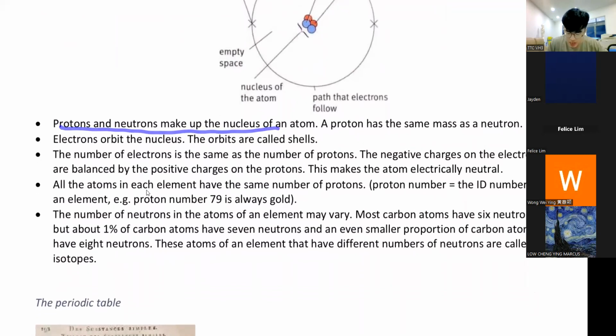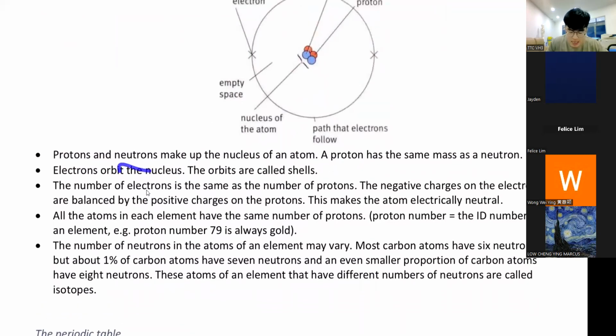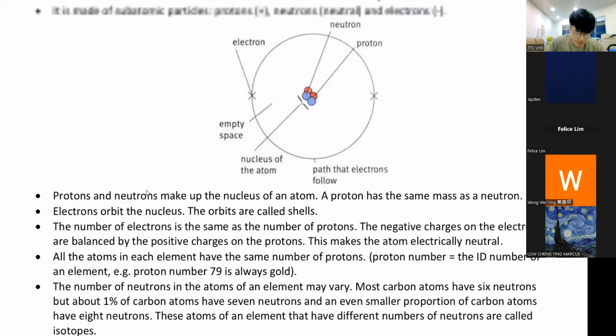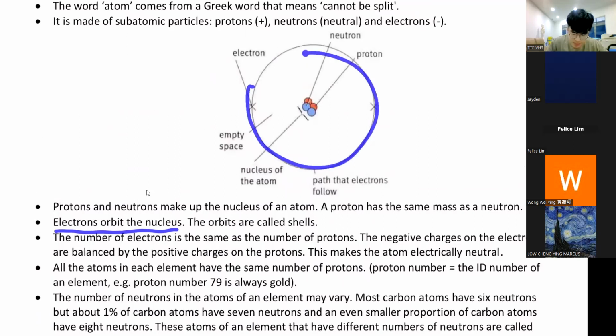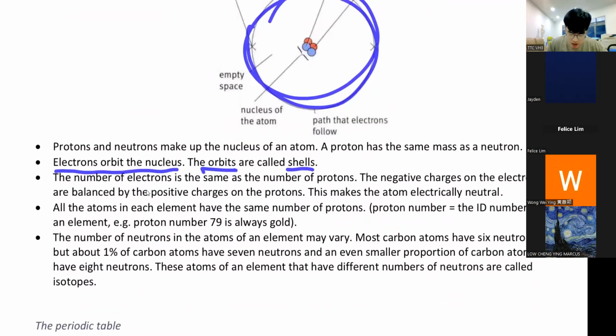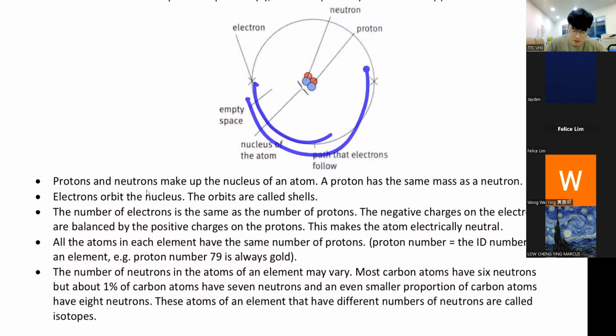I mentioned this already. Proton has the same mass as neutron. That means proton and neutron are equally heavy. It's just that proton is positive, neutron has no charge, but they have the same mass, equally heavy. So electrons orbit the nucleus. Electrons spin around the nucleus, and the orbits are called shells. This one you will learn in year 10 and year 11. We have shells surrounding it.